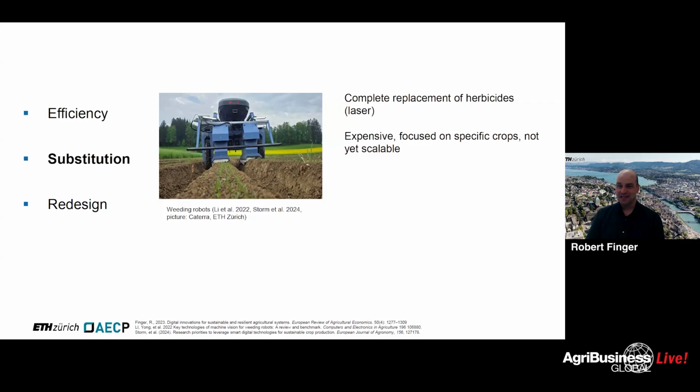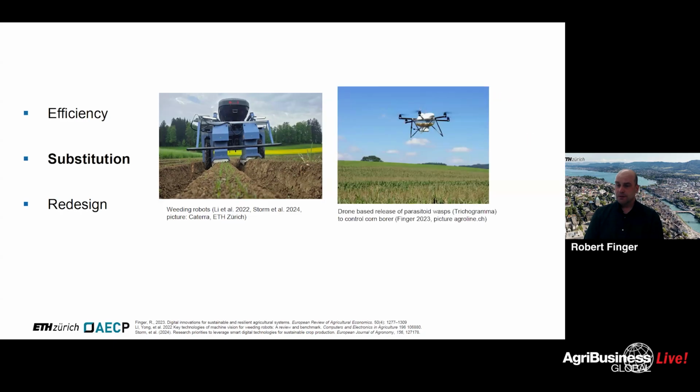However, this is still very expensive, focused on specific crops, highly valuable, usually applied here in vegetable production, and it's not yet widely scalable. There are other examples of substitution that are enabled with digital technologies. I stay in Switzerland with my examples, but this is today the most widely used strategy to control the corn borer in Switzerland, whether in organic or non-organic farming systems.